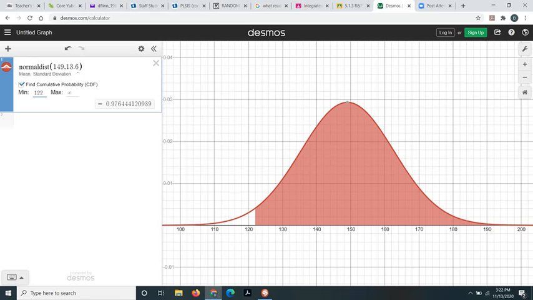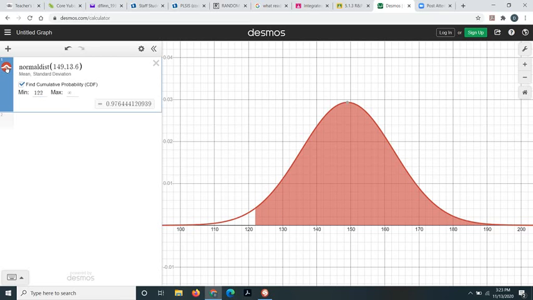And then I clicked this, and I want to know how many people actually swam slower than him, because he beat all the kids that swam slower than him. That's why I have this part shaded over here. So he's in the 97.6th percentile. So I'm writing that on my paper. 97.6th percentile.